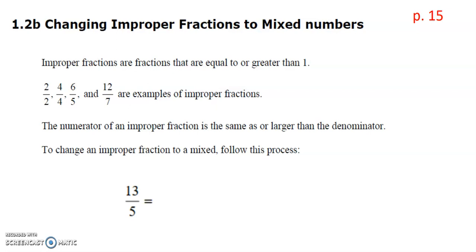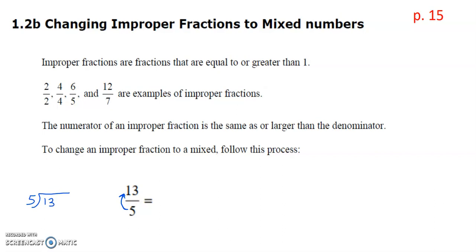So when we want to change an improper fraction to a mixed number, we need to follow a process. And the process really involves division. So we're going to be dividing up. And I'm going to show this as long division as well for those of you who like that kind of visual tool. I'm asking myself, how many times does 5 go into 13? So as a long division, this is what I'm looking at. Okay, so I'm going to divide up.